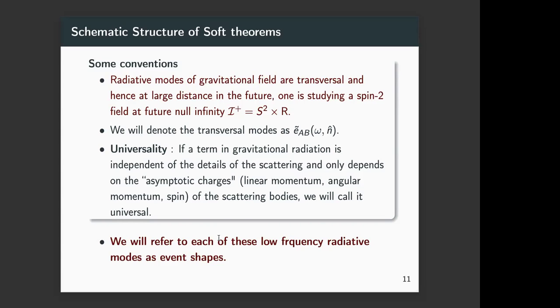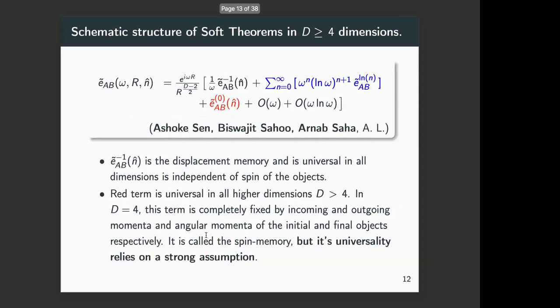When I refer to universality, which I already used before, I simply mean a term in the radiation which is independent of the details of scattering and only depends on the asymptotic charges of the particles: linear momentum, spin, and masses. If a term in the radiation in the soft expansion depends on more than this, we will consider it not universal. Each such low frequency mode, like 1 by omega or log omega, we just call an event shape. It's just a word for the low frequency observable that we use in QCD, a nomenclature that I have stuck to in this talk.